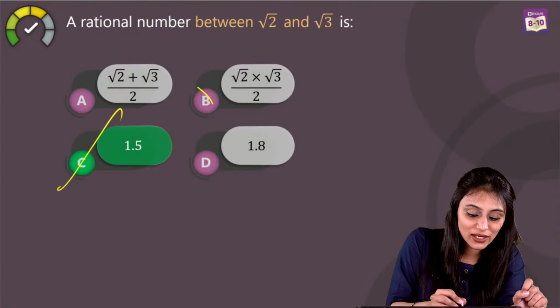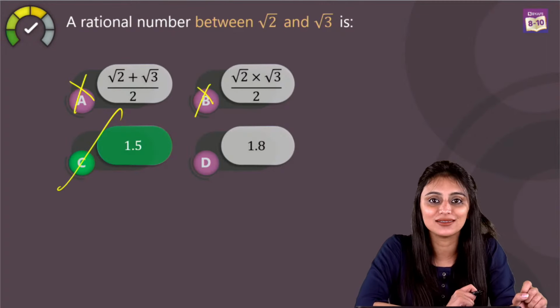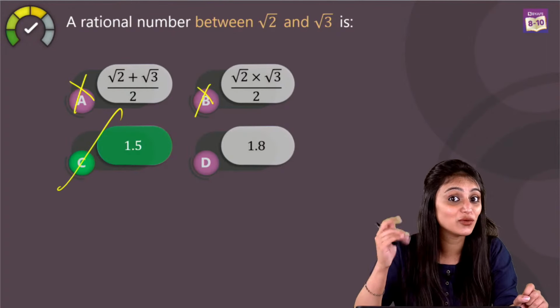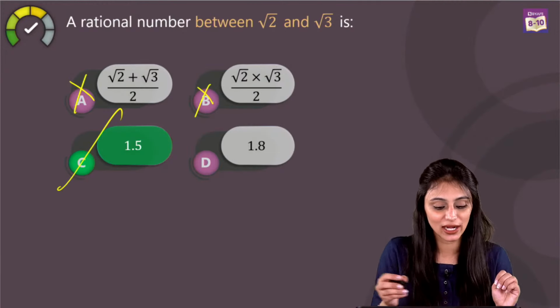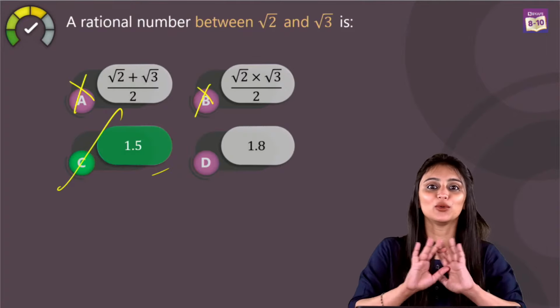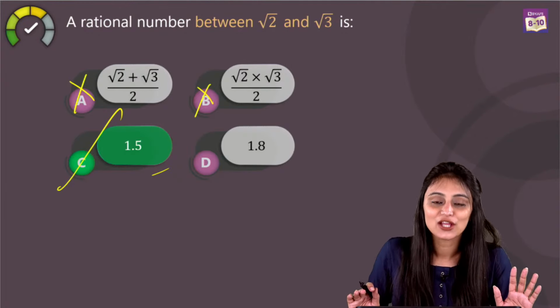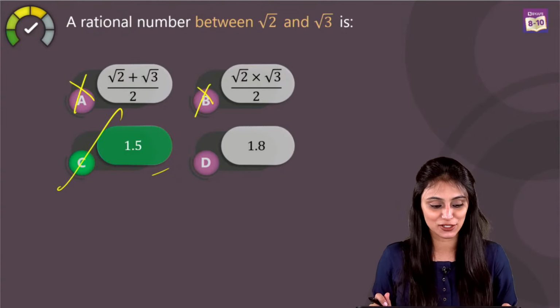Why? Because you knew that these two options can't be your answer. These are irrational. You knew the value of root 2 and root 3 already, right? When you knew the value, you don't have to draw a number line for that. You can just straight away tell, okay, this is lying between root 2 and root 3, correct? So this will take just a few seconds to answer.